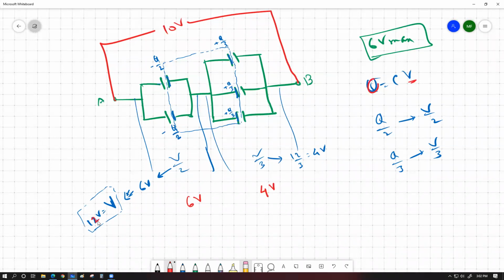This 12 volt is actually the voltage that would be responsible for V amount of voltage. So if any capacitor had Q charge stored in it, it would have 12 volt across it for that capacitance value. But as per my calculation, none of these capacitors had Q charge stored in it. Two of them had Q by 2 each, and 3 of them had Q by 3 each. So if any capacitor had Q charge stored within them, they would have a total voltage of 12 volt across them.